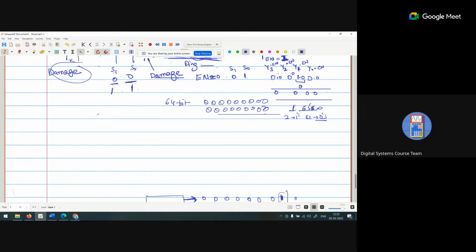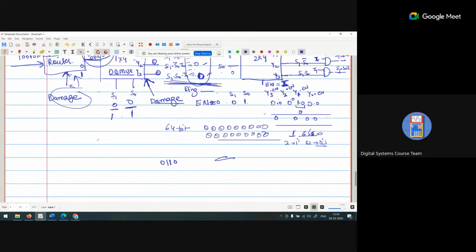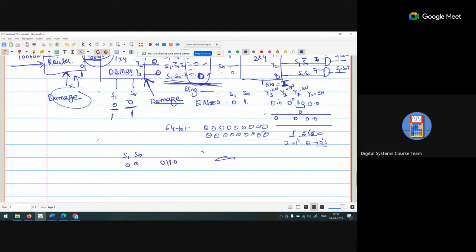The thing is, for example, if we are getting 4-bit data 0100, sorry, 0110, and our select lines S1 and S0 are 0 0, now what are we getting? At y0 we are getting 0 1 1 0. At y1 we are getting 0 0 0 0. At y2 we are getting 0 0 0 0, and at y3 we are getting 0 0 0 0. This is the case of demux. Clear? Any doubt?